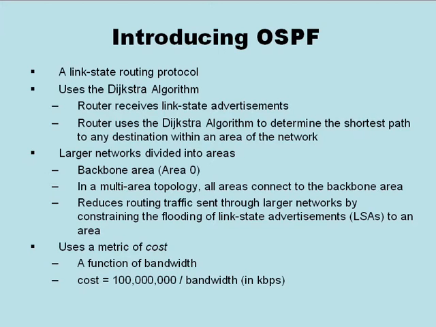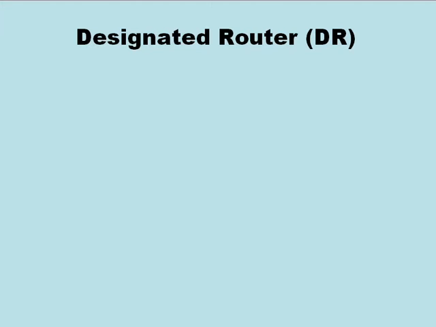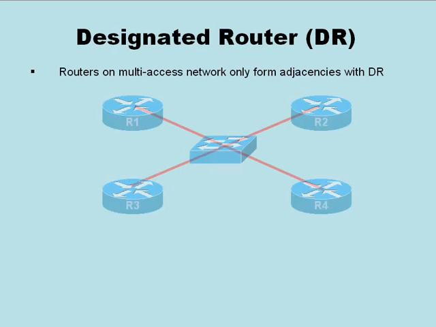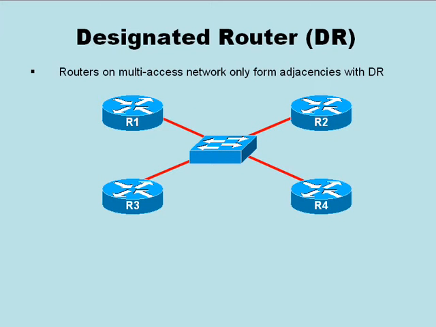Next, consider the concept of a DR, a designated router. A designated router allows us on a multi-access network like an Ethernet network to have one router that's designated as the router to which all other routers should form adjacencies. This prevents every single router from having to form an adjacency with every other router on the network.